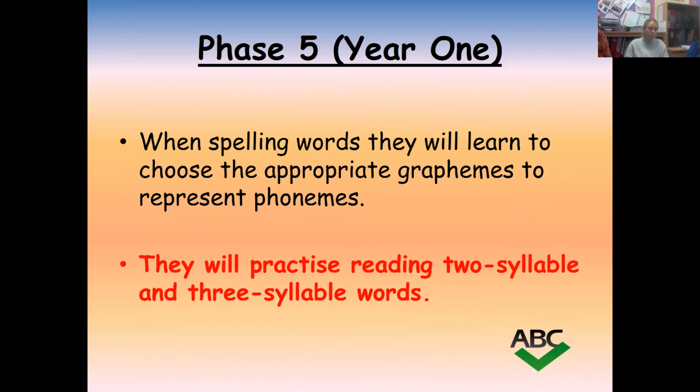They may make some spelling errors, which is all part of the learning process. So, for example, if they hear the word train, they may hear the A sound and use the AY grapheme of the A phoneme. Eventually, they will learn to use the appropriate grapheme, which would be the AI, which will happen throughout the year. They will become more confident spellers as the year goes on. And they will practice reading 2-syllable and 3-syllable words.